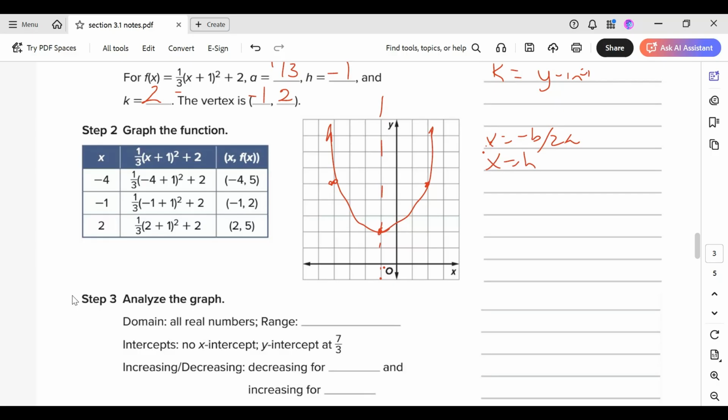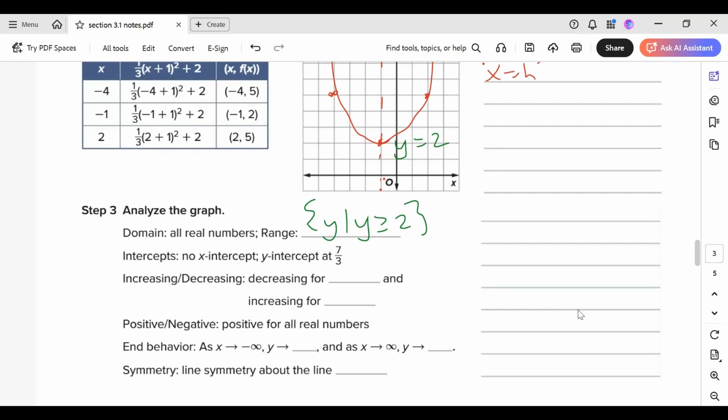When we look at our problem, the domain, remember our x values, so they're all real numbers, but our y values in this problem do not drop below +2. So our range is going to be y greater than or equal to +2. Our x-intercepts, there are no x-intercepts because it does not cross the x-axis. The y-intercept means it hits the y-axis at 7/3.